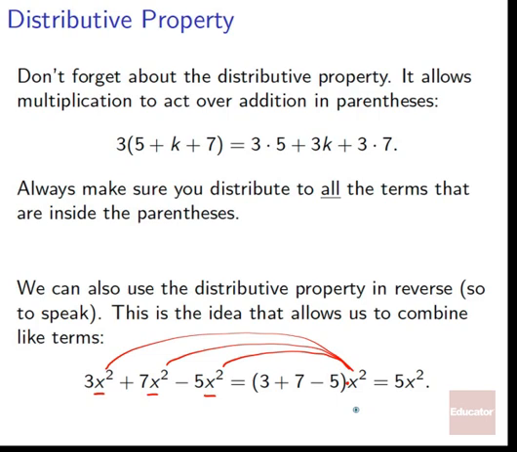Now, 3 plus 7 minus 5, well, that just comes out to be 5, right? 3 plus 7, 10, minus 5, 5. We get 5x squared, and that's what we're using to allow us to combine like terms. We're sort of pulling out the like term, doing the things, and then putting it back in.